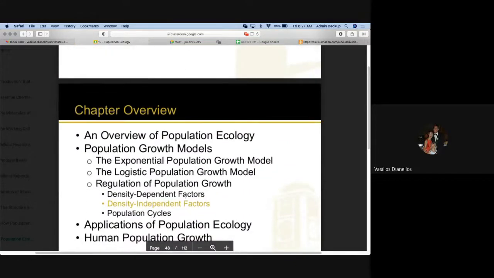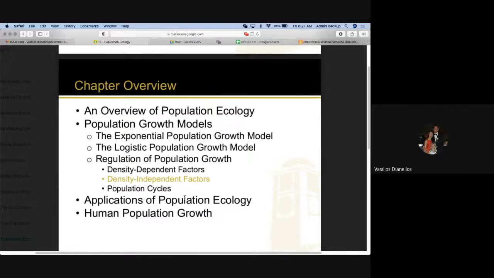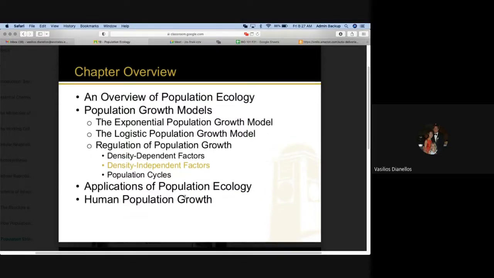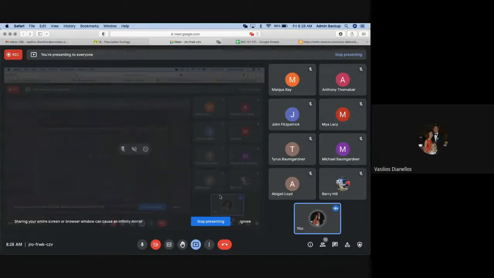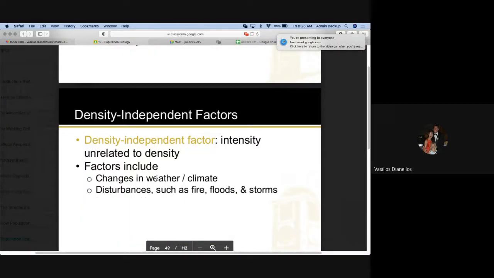All right, now on to the next one. And again, this is essentially the opposite. Now we're not talking about density dependent, we're talking about density independent. I'm just looking to see who's still here. Okay. Moving forward, let's talk about this.